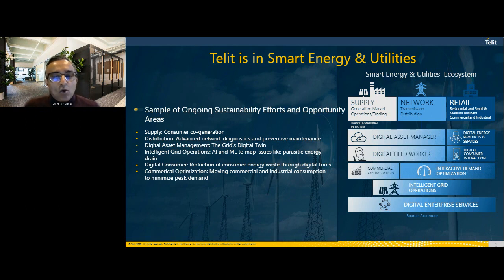This is about remote monitoring tools for the distribution grid for all the substations. Telit customers such as Multitech manufacture devices with our solutions, allowing utilities to keep an eye on the key parts of their distribution network. On the distribution side, advanced network diagnostics and preventive maintenance is where a lot of the waste and drain is detected and diagnosed, as an example.